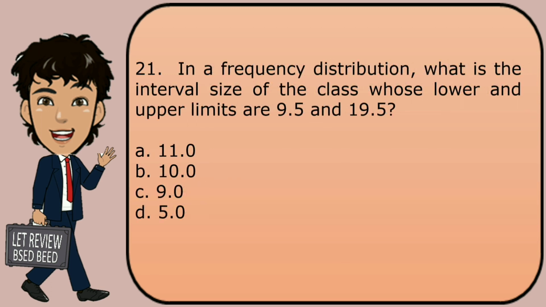In a frequency distribution, what is the interval size of the class whose lower and upper limits are 9.5 and 19.5? A. 11.0. B. 10.0. C. 9.0. D. 5.0.